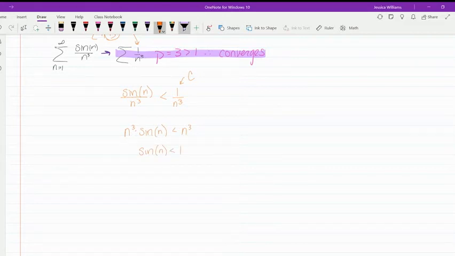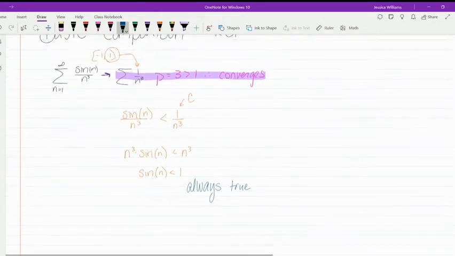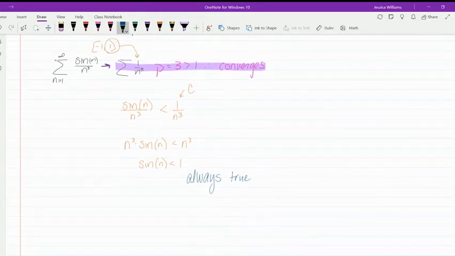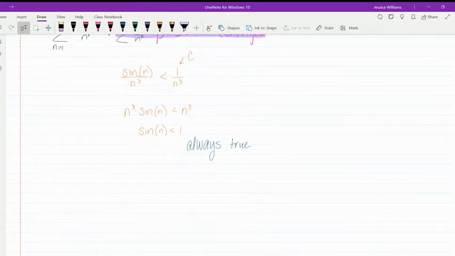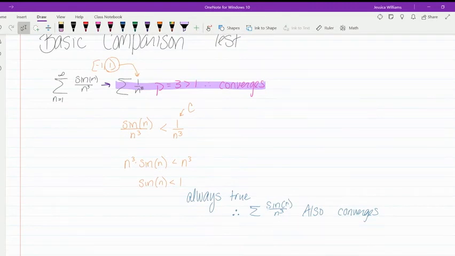Ta-da. And I end up with a statement that is always true. Sine is always less than 1. And I know that because that's how I picked the thing to compare to in the first place. So if this is always true, we say, therefore, the one we were given also converges.